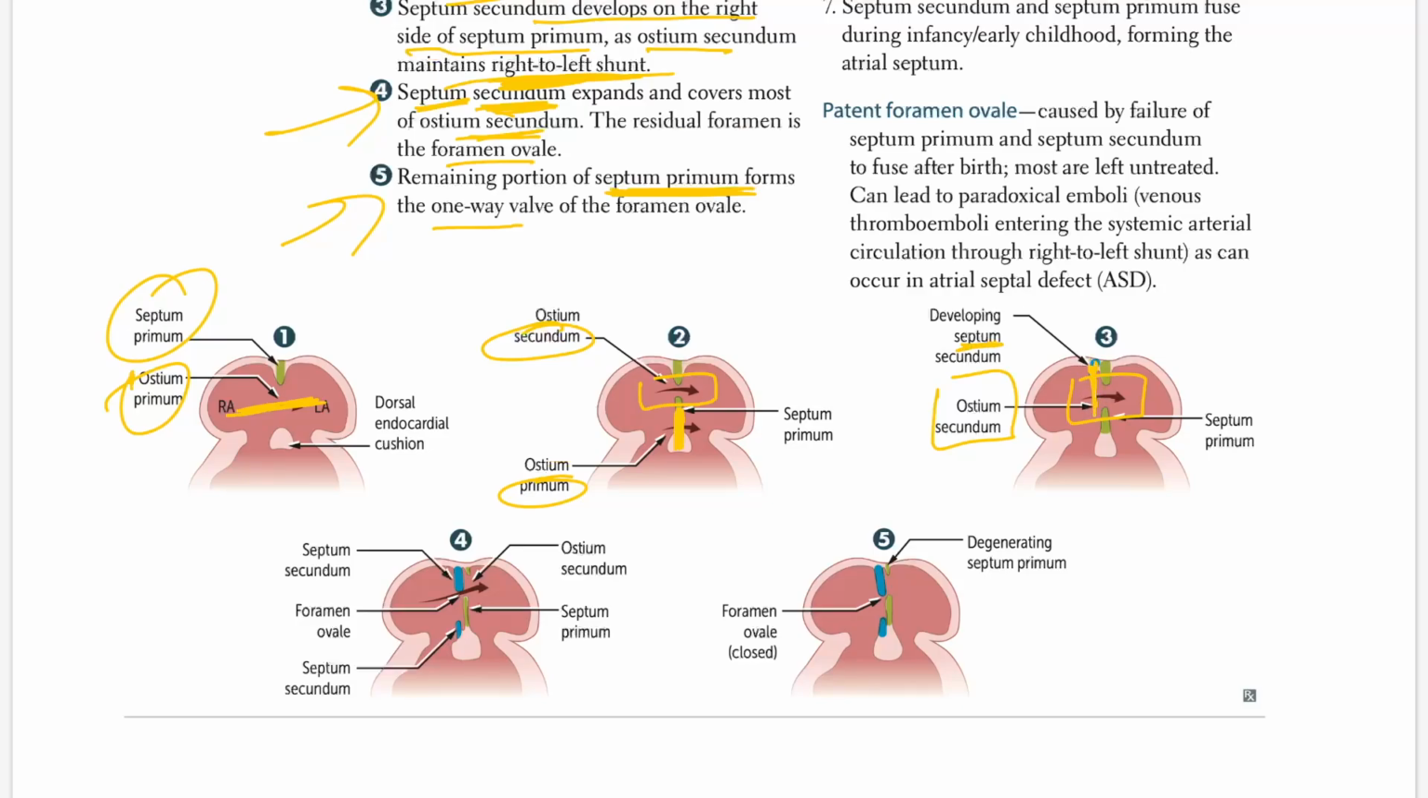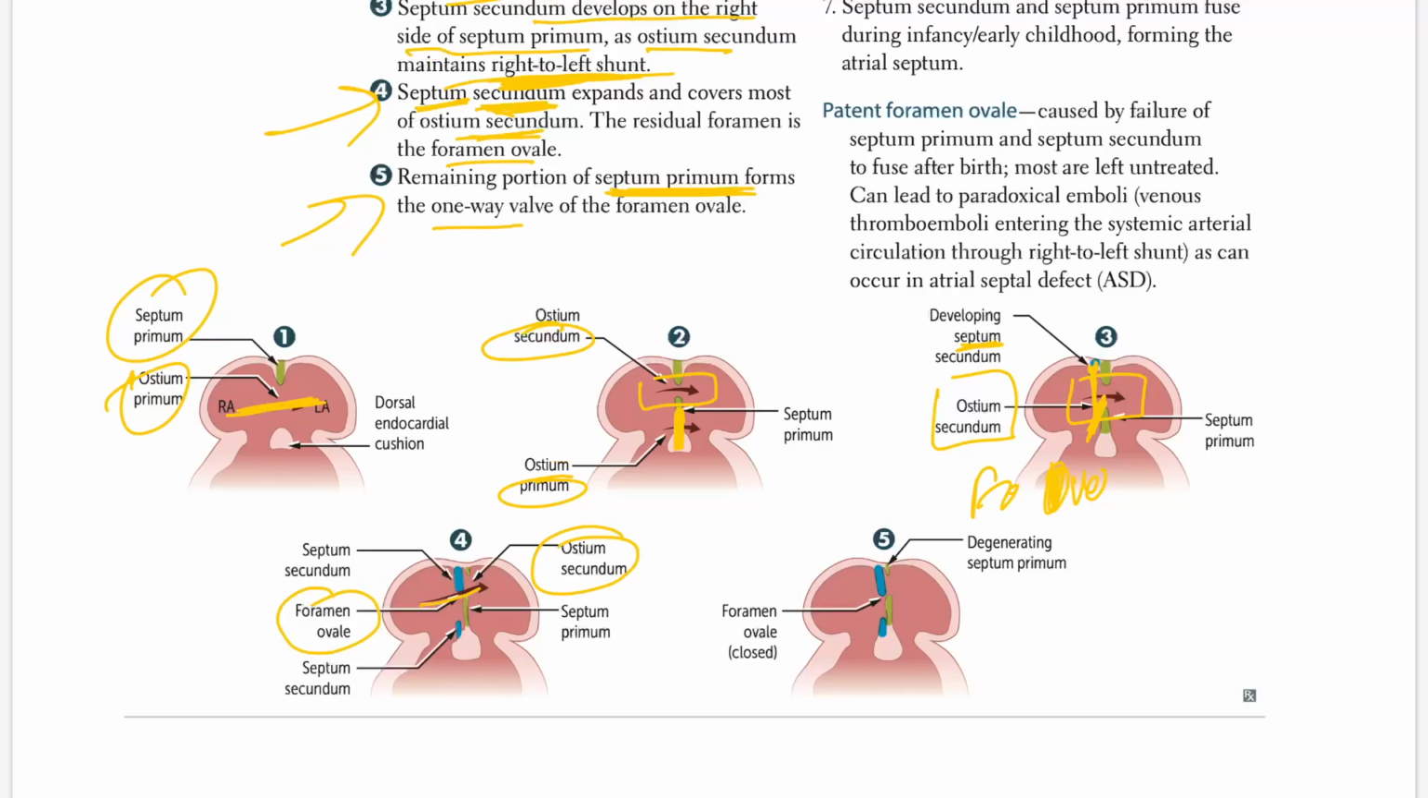But while it does close out, there's still an opening here, and that opening will be called foramen ovale. Moving here, you can see this did close down this ostium secundum, but there is still a small flap of opening. We call it foramen ovale.